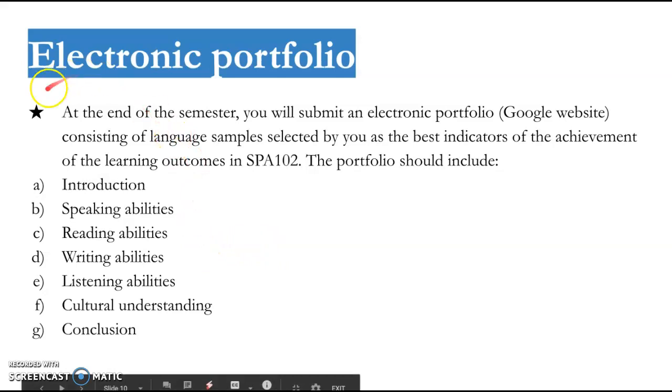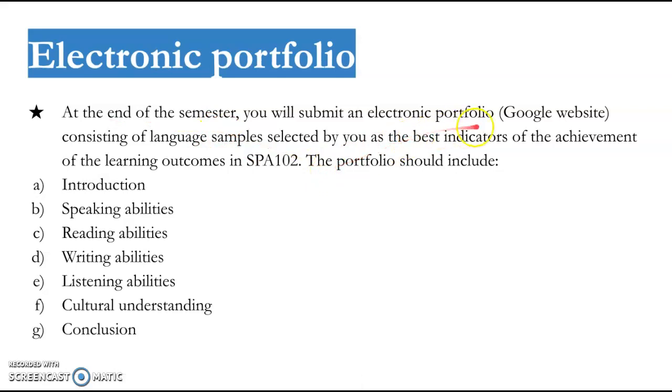And then also we have an electronic portfolio. So at the end of the semester, you'll submit an electronic portfolio as a Google website, and I'll talk a little bit more about how to create that. But this is basically going to have language samples selected by you. And what's pretty neat about this one is that you are going to pretty much have everything except the introduction and the conclusion, right? Because this portfolio is going to include those role play videos, right? So you're going to choose one, explain why you chose it, and then put it in the portfolio.